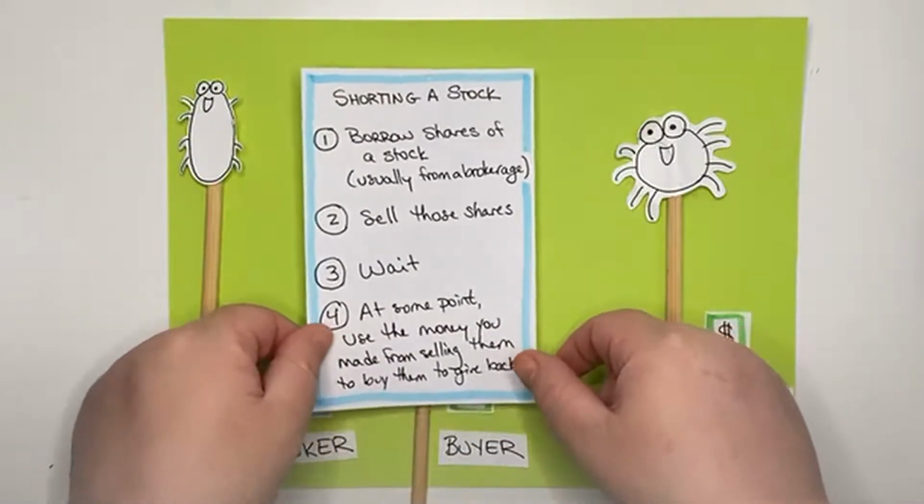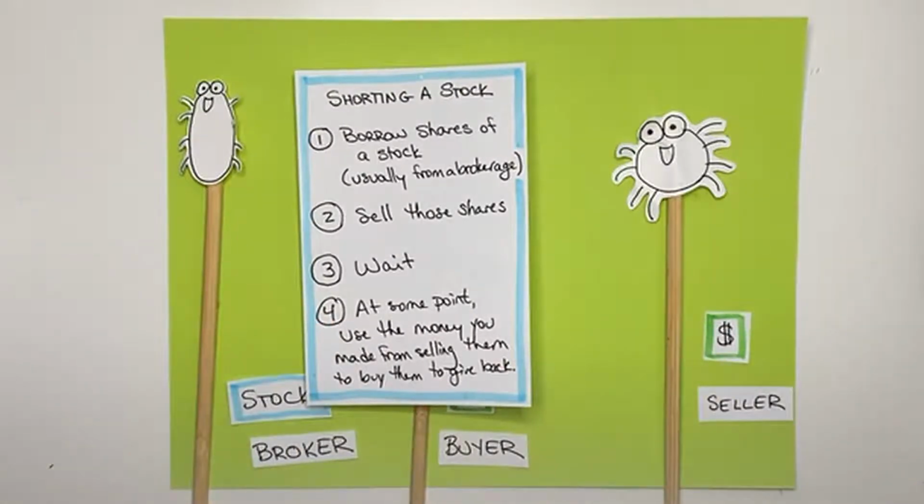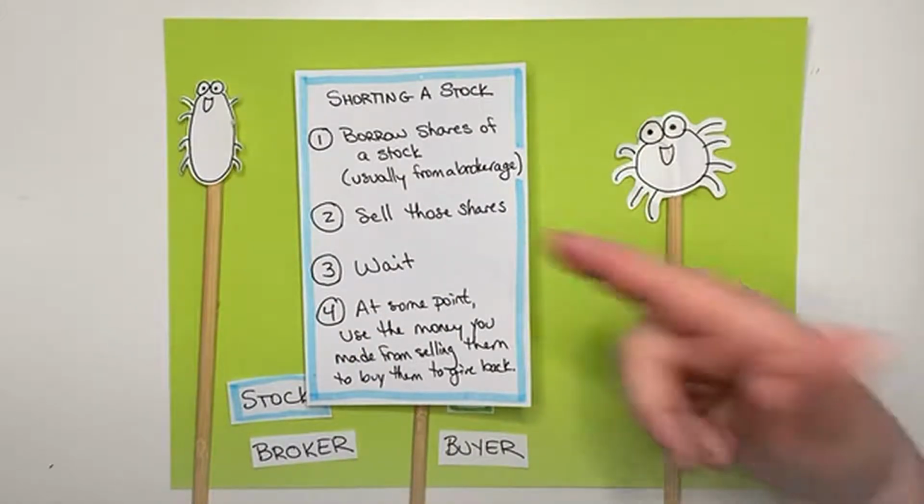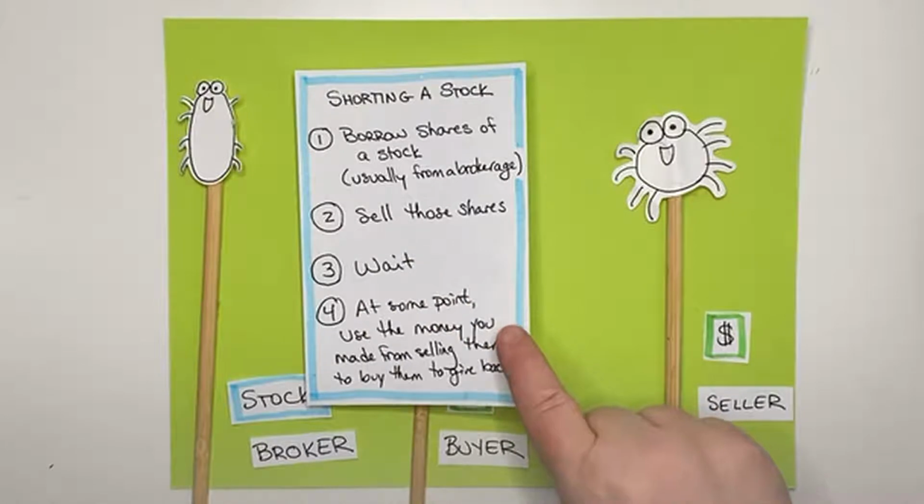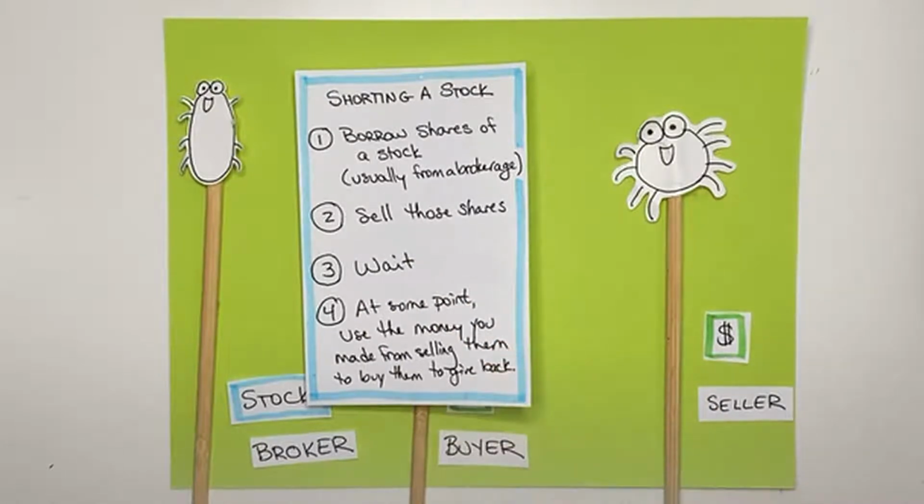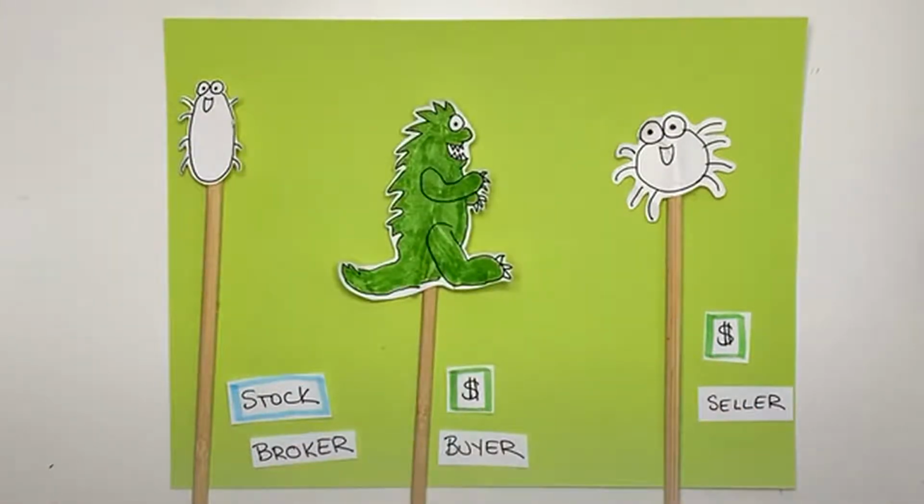Would you hold that for me, please, Godzilla? There we go. Okay, so to short a stock, this is what you do. You borrow shares of a stock, usually from a brokerage. Sell the shares, right? Godzilla sold them to Sharktopus. Wait, at some point, use the money you made from selling them to buy them to give back to the broker. This is just brilliant. It's like we're printing money.